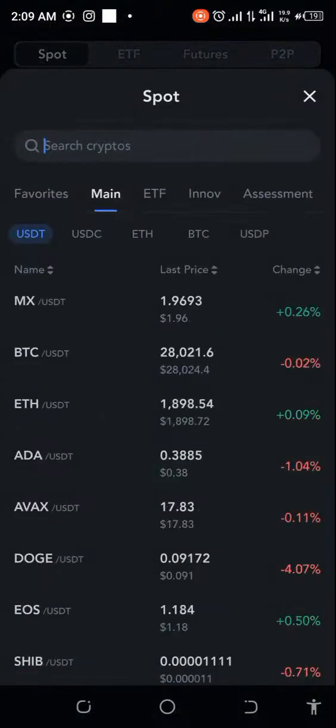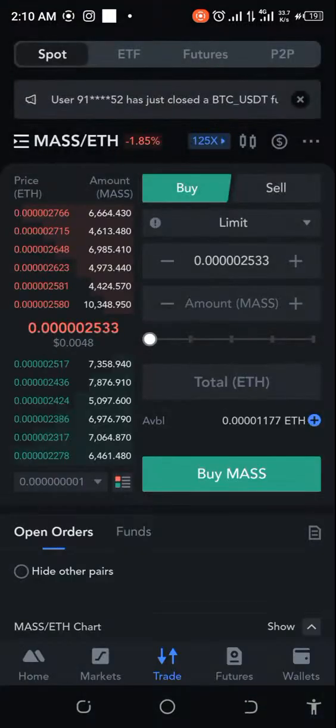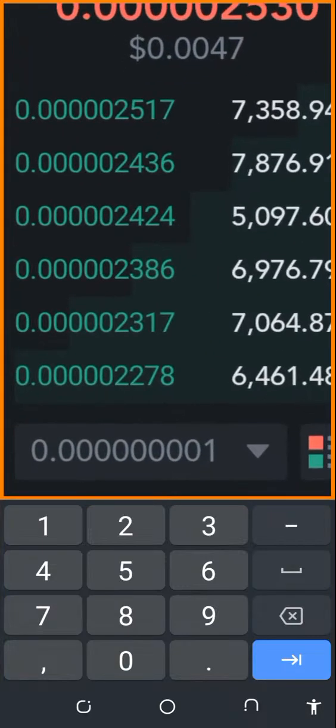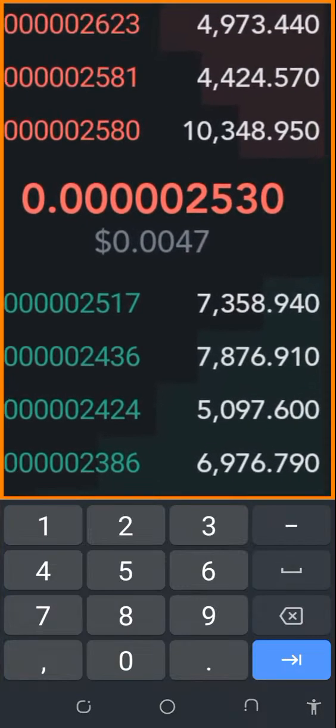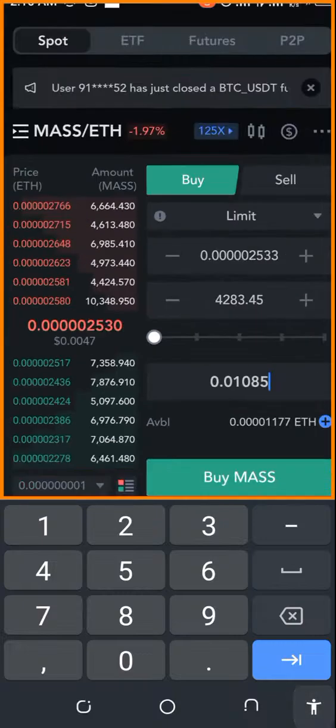Then go over to MASS/ETH, because ETH happens to be the lower pair, right? So we'll paste this in the ETH segment, and let's see. Okay, so we'll be able to get 4283.45. Let's check something in the order book. Will we be able to purchase that instantly? Well, it's possible to do so, but then we'll have to pick the first thread, okay? But let's just do this well.